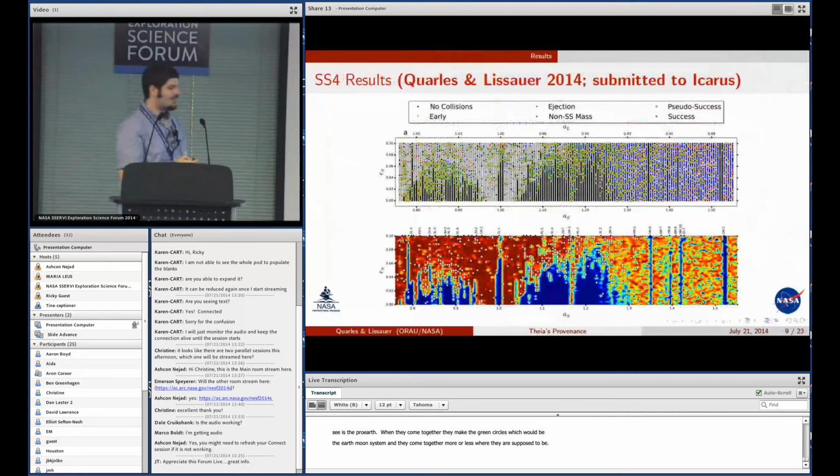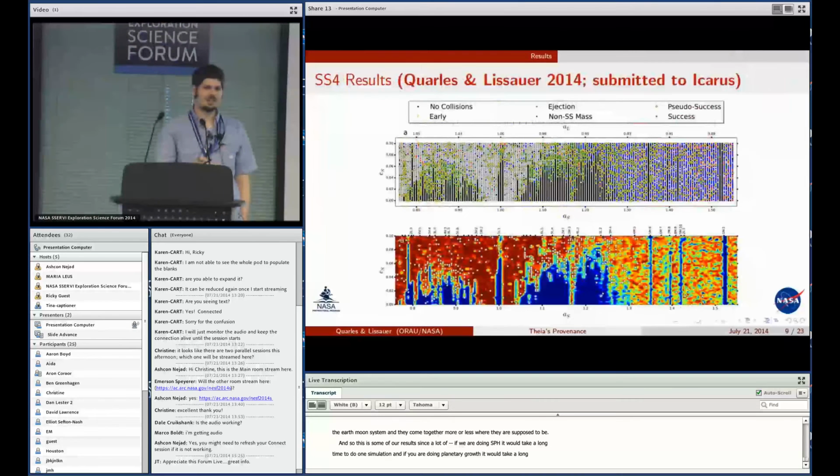And so this is some of our results. Since if we're doing SPH, it would take a long time to do one simulation. If we're doing planetary growth simulations, it takes a long time to do one simulation. Since we're taking the basic assumptions and trying to do the middle part, we can do a lot of simulations to find out a lot of different outcomes.